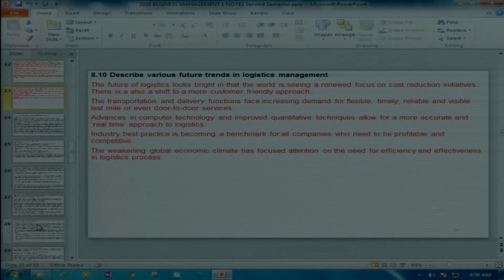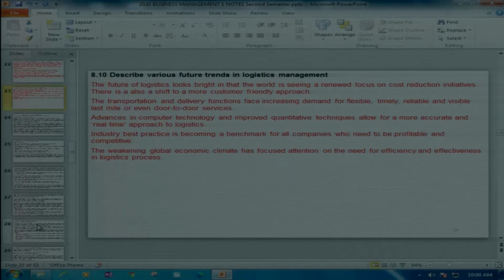Then outcome number 10, you must be able to describe various future trends in logistics management. The future of logistics looks bright in that the world is seeing a renewed focus on cost reduction initiatives. There is also a shift to a more customer-friendly approach. The transportation and delivery functions face increasing demands for flexibility, timely, reliable, and visible last mile or even door-to-door services.